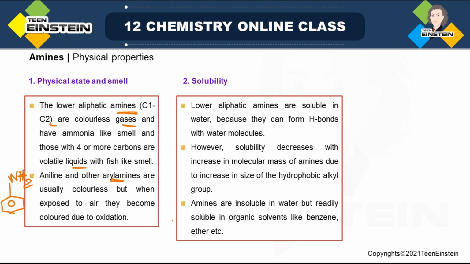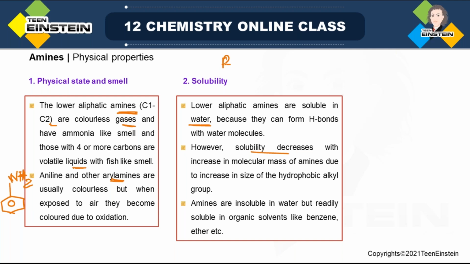Now it is solubility in water and also in organic solvents. Lower aliphatic amines, that means low molecular weight, are soluble in water. And remember, in a 1 degree amine, if you count the number of NH bonds, a total of 2 NH bonds are there, and these hydrogens are active because they are directly attached to an electronegative atom. They can form hydrogen bonds with water molecules, but solubility will decrease as the molecular masses of amines increase, because there is an increase in the hydrophobic part.